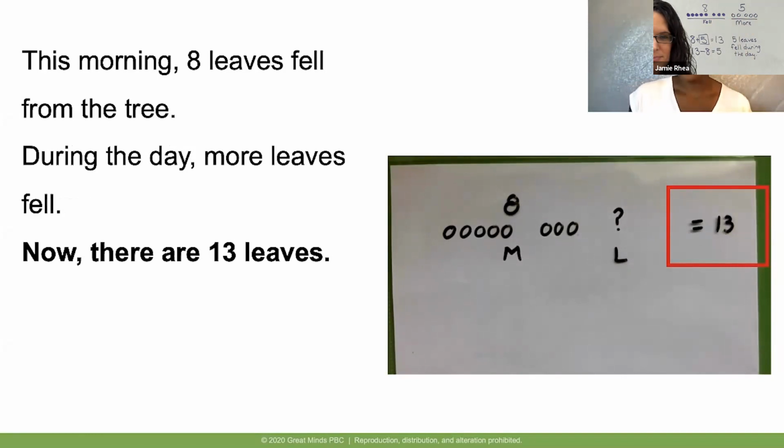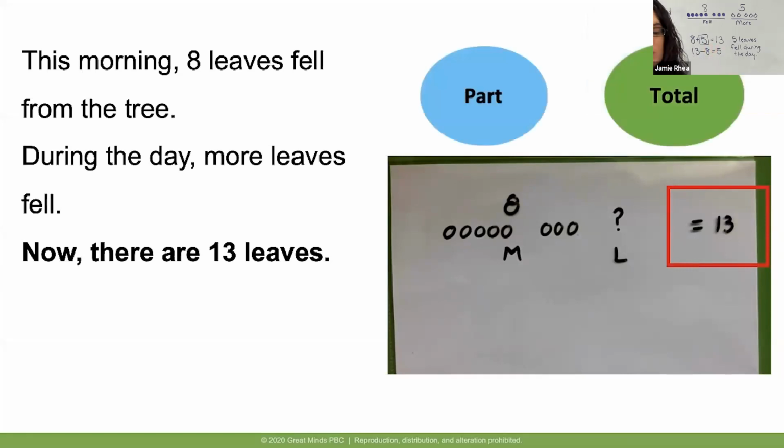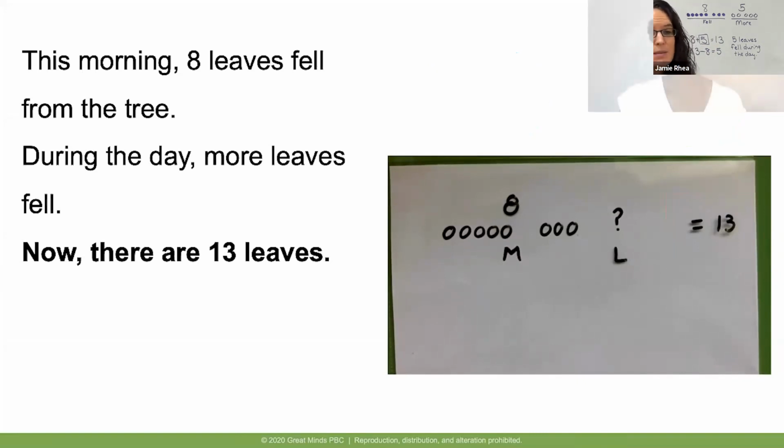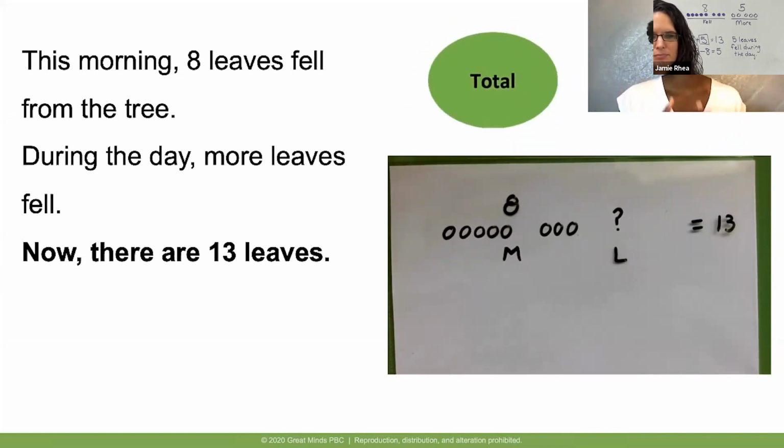Is this a part of the leaves or the total number of leaves? Remember, we decided that was our total. Point to which answer you think is correct. Is 13 leaves a part of the leaves or the total number of leaves? We're wanting the total. Pause the video now to decide. Total. Because that's how many leaves there were on the ground, right? That's right. 13 leaves is the total number of leaves.